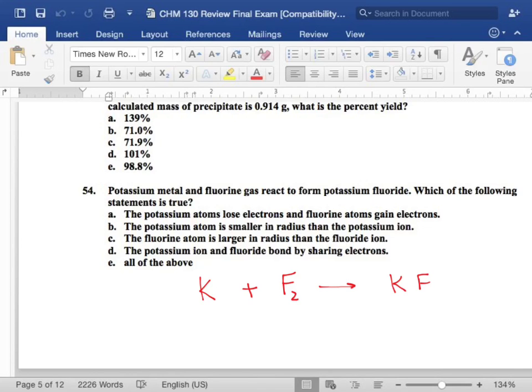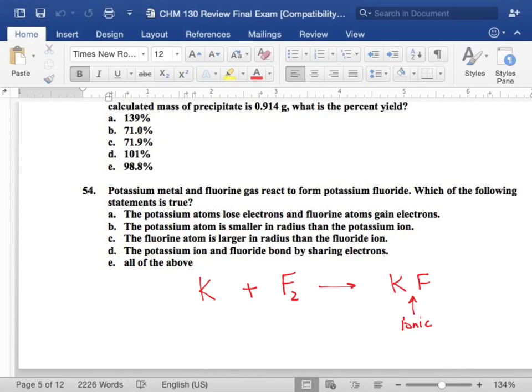Potassium fluoride. Okay. What type of bond do I have between potassium and fluoride? It's an ionic bond. And in an ionic bond, do we share electrons? No. Okay. That is part of the definition of an ionic bond. It technically does not share electrons.